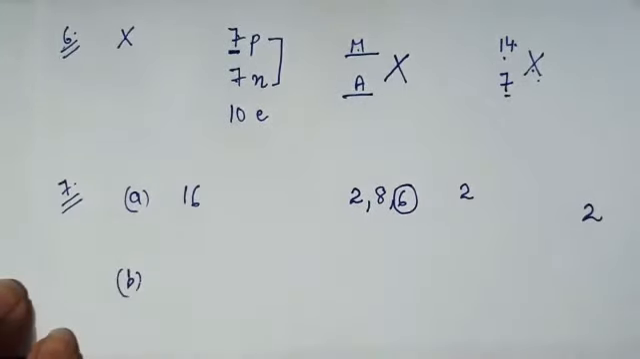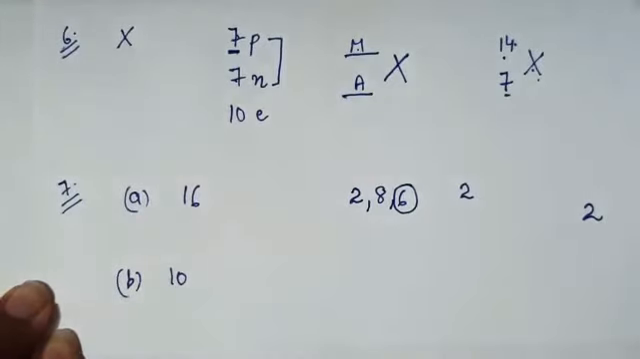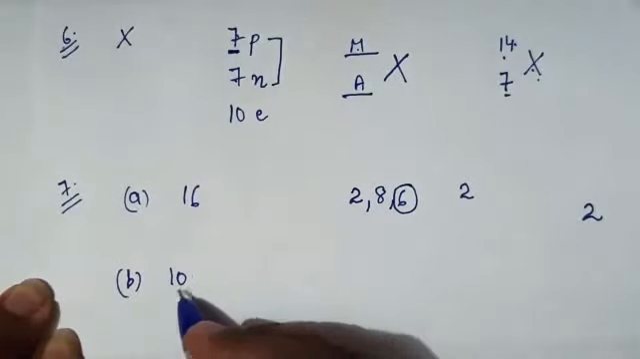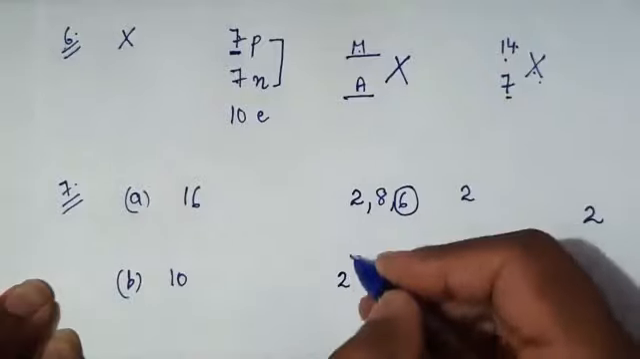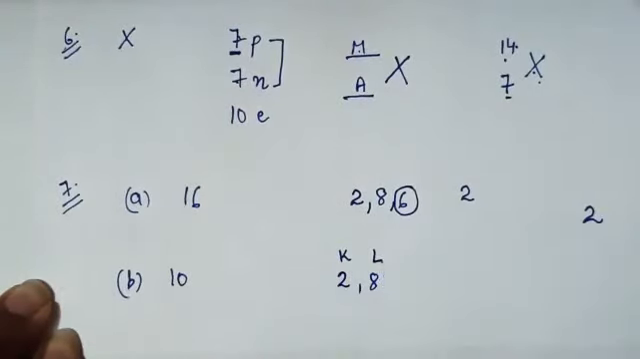Okay, coming to B part, the atomic number of neon is 10. Write its electronic configuration. So what is electronic configuration of 10? 2 in the first shell and 8 in the second shell. So 2, 8. This is the electronic configuration of neon. Clear, students? Coming to question number 8.